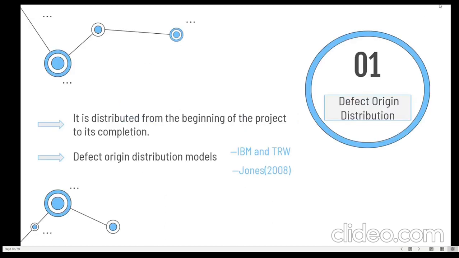Now I will explain the first one, defect origin distribution. Defect origins are the phases in which defects were introduced. Defect origins are distributed throughout the development process from the project initiation to its completion. Surveys conducted by major software developers such as IBM and TRW and summarized by Jones provide patterns of defect origin distribution. We may assume that this pattern has not changed substantially in recent years.